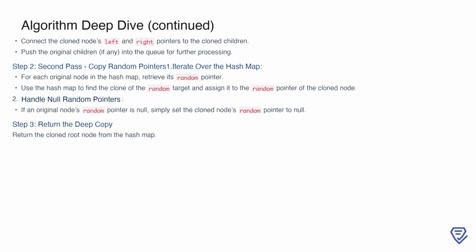This clone node is then assigned to the random pointer of the clone node. If an original node's random pointer is null, we simply set the cloned node's random pointer to null. Finally, we return the cloned root node from the hash map, which represents the deep copy of the binary tree.